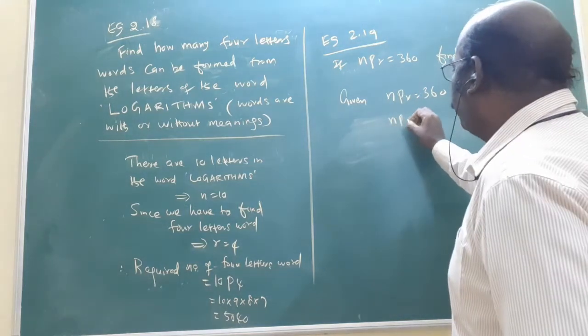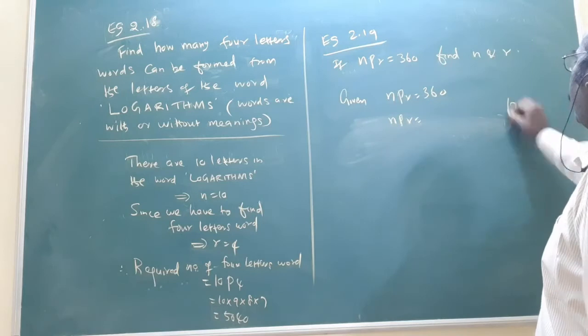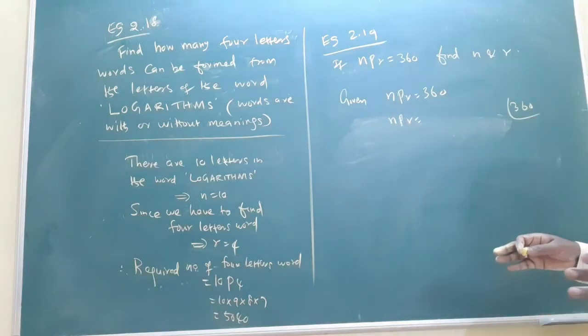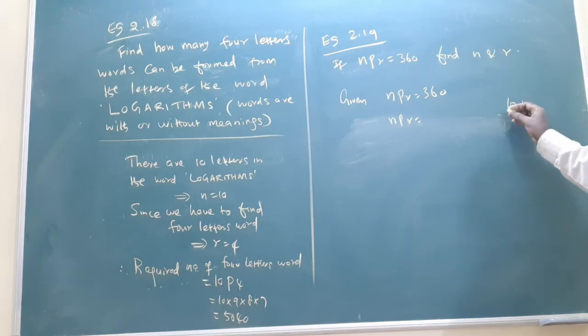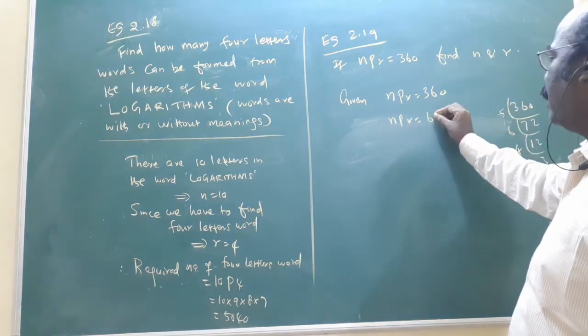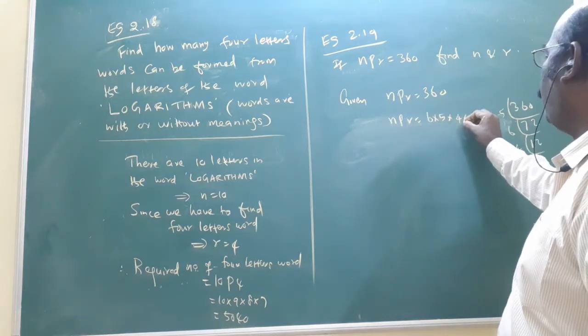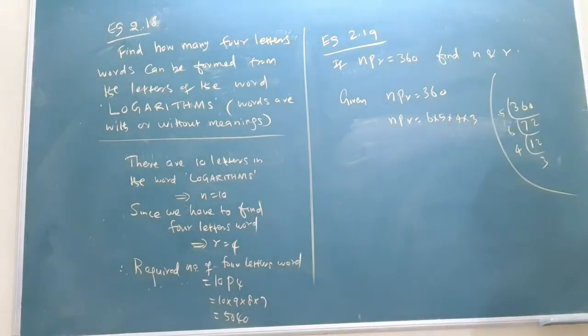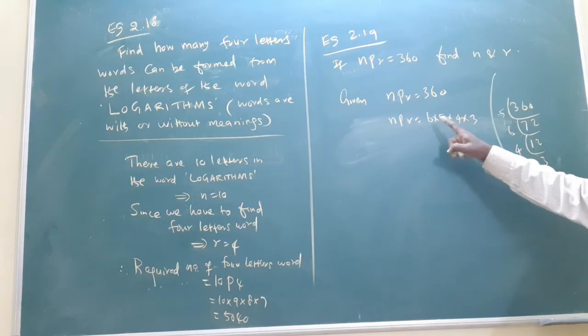No change. The 360 can be written as a product of consecutive numbers. I start with 5. How many times? 2 times. Again 6. How many times? 1, 2. Again 4, 3. Am I correct? 3 into 4 into 5 into 6, or start with 6 into 5 into 4 into 3. Therefore, you want to write 360 as a product of consecutive numbers. That's important. Yes, 6 means 6, 5, 4, 3.